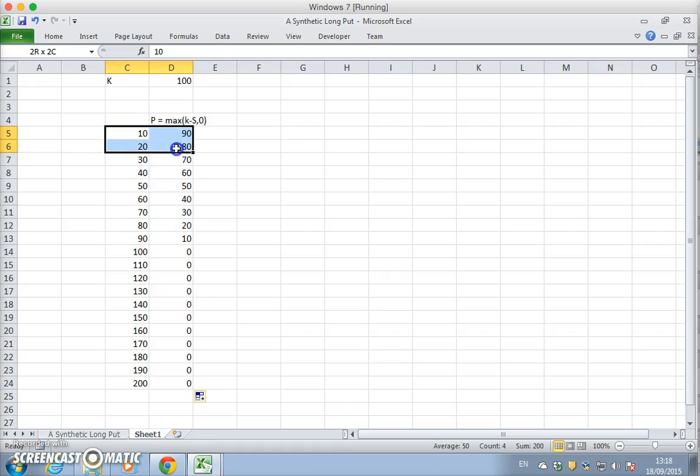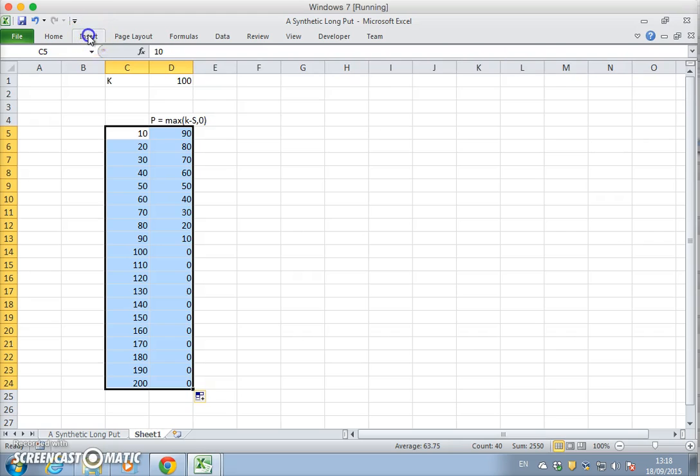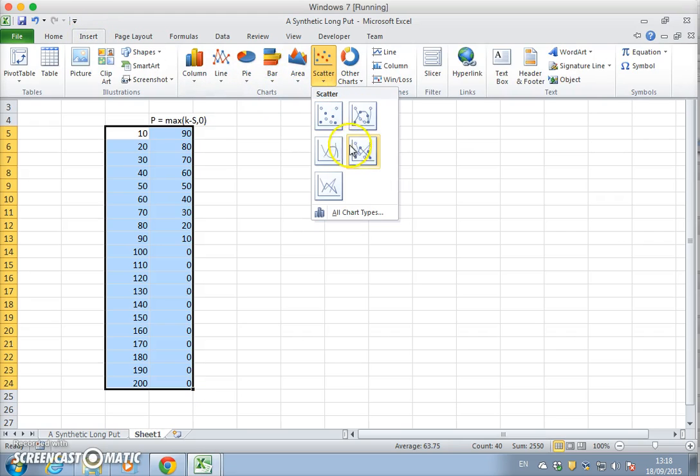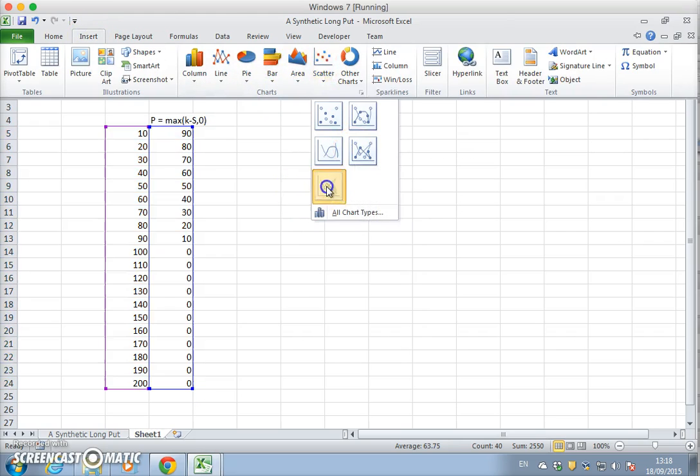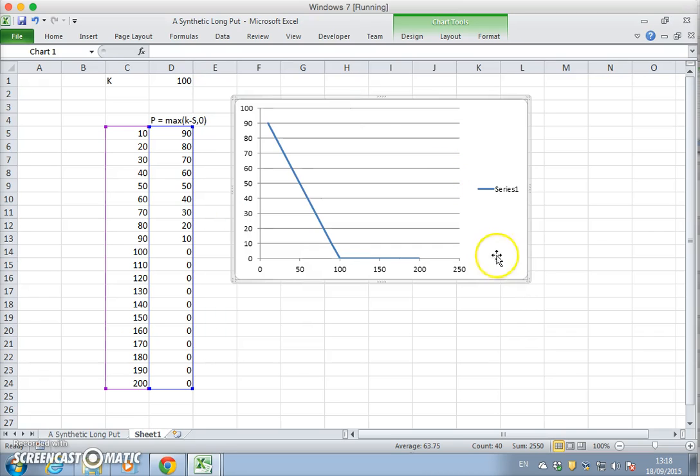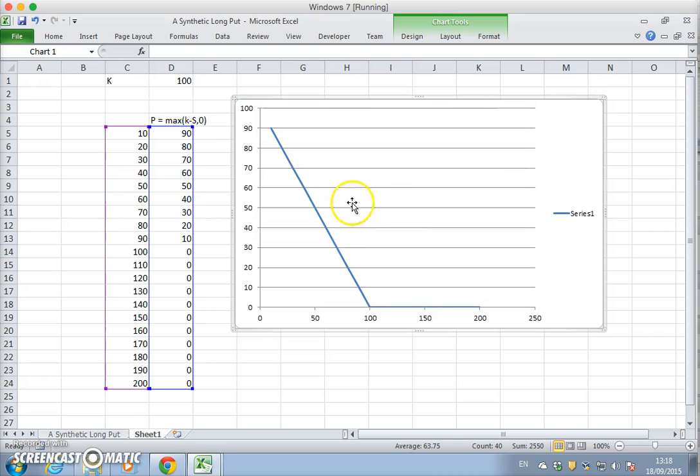To demonstrate what we have, insert, and then just a scatter graph, and we'll take this option. That looks like the intrinsic value of a put. Okay, long put position. But I want to replicate that using a long call option and a short position in the stock.